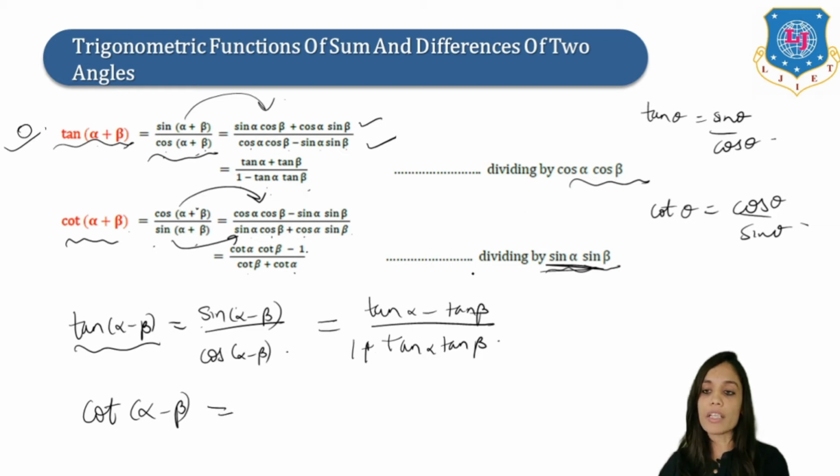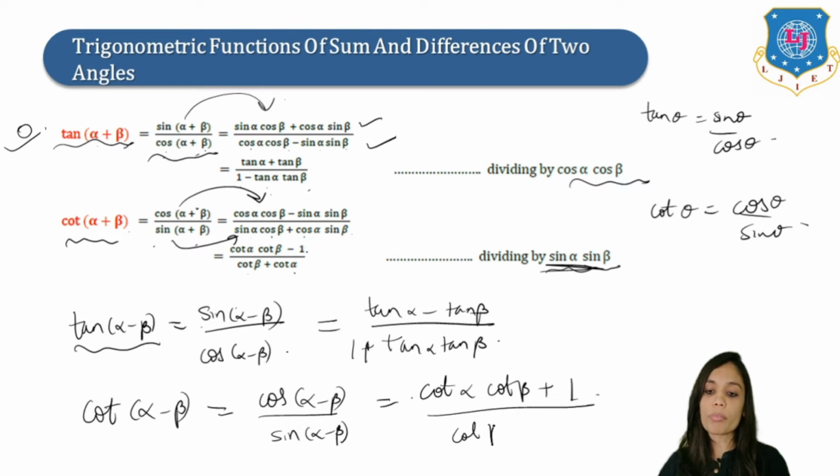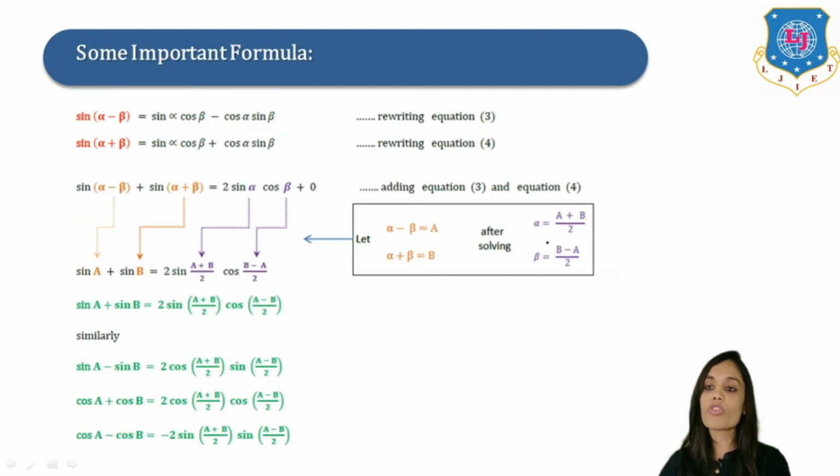Use the same technique. Just put the formulas of cos alpha minus beta upon sin alpha minus beta. So your formula will be cot alpha cot beta plus 1 upon cot beta minus cot alpha, right? These two formulas you have to prove by yourself. Okay, so now let us prove some important formulas.